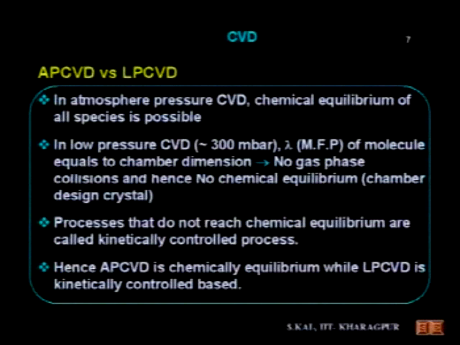Okay, so both are CVD, and both have thermally driven reactions, but one is atmospheric pressure and the other is low pressure. In atmospheric pressure, the reaction is a chemical equilibrium reaction, and in the other case a kinetically controlled reaction. This is the distinction between APCVD and LPCVD. Now, let us discuss CVD classifications.